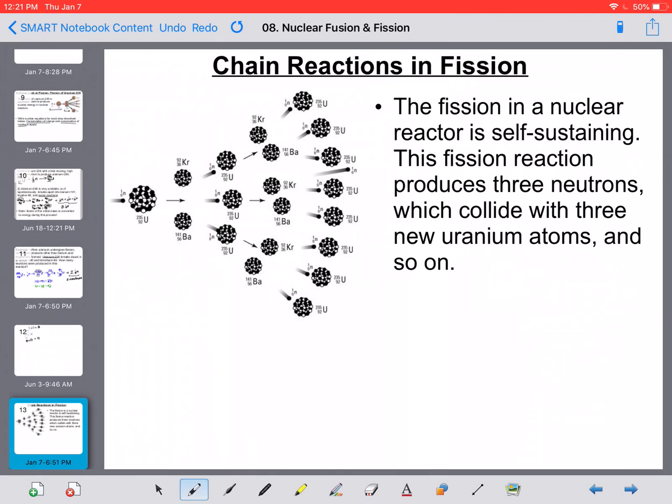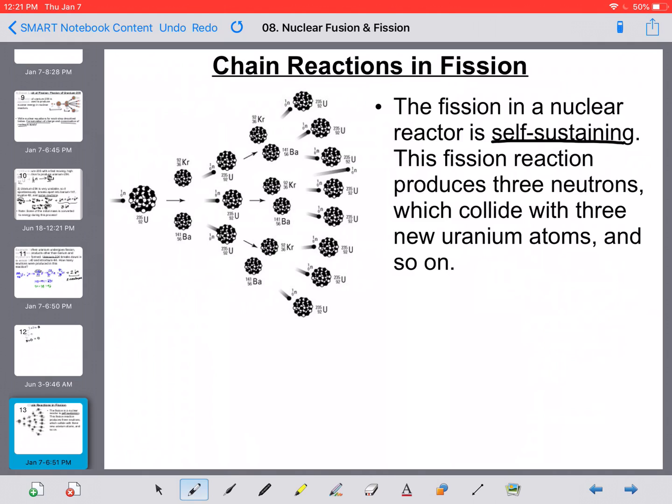Okay, so in a nuclear reactor we have something called a chain reaction. The fission in a nuclear reactor is self-sustaining, which means once you get it started, it keeps going on its own. You can almost think of it as a set of dominoes, right? If you set up a whole bunch of dominoes and you knock over the first domino, the rest of the dominoes will fall over on their own. Kind of the same idea.